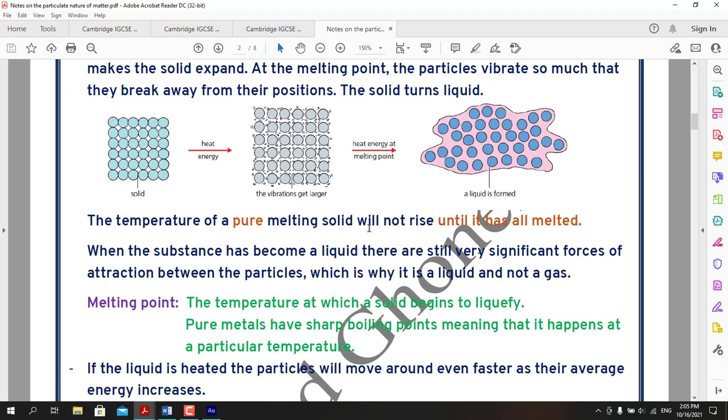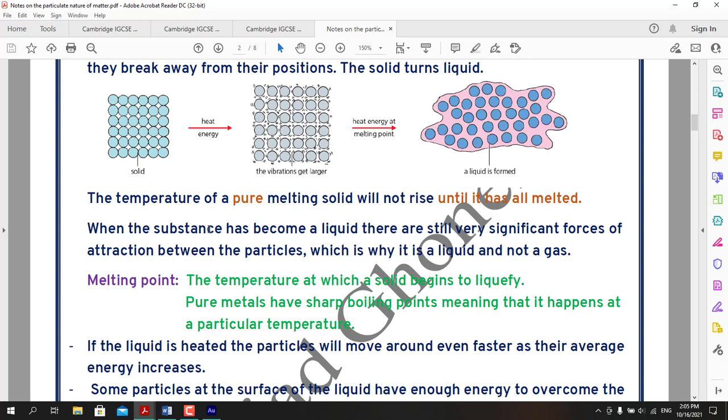The temperature of a pure melting solid will not rise until it has all melted. We'll explain that when we reach the heating and cooling curves in a few minutes. When the substance has become a liquid, there are still very significant forces of attraction between the particles, which is why it's a liquid and not a gas.